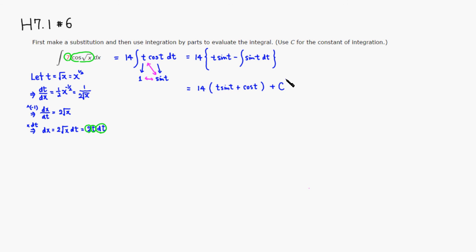The last step is putting the original variable back in. So t is square root of x. So this is going to be 14 times square root of x sine of square root of x plus cosine of square root of x plus some constant c. So this is the integral we're looking for. Alright, so let's type it in.